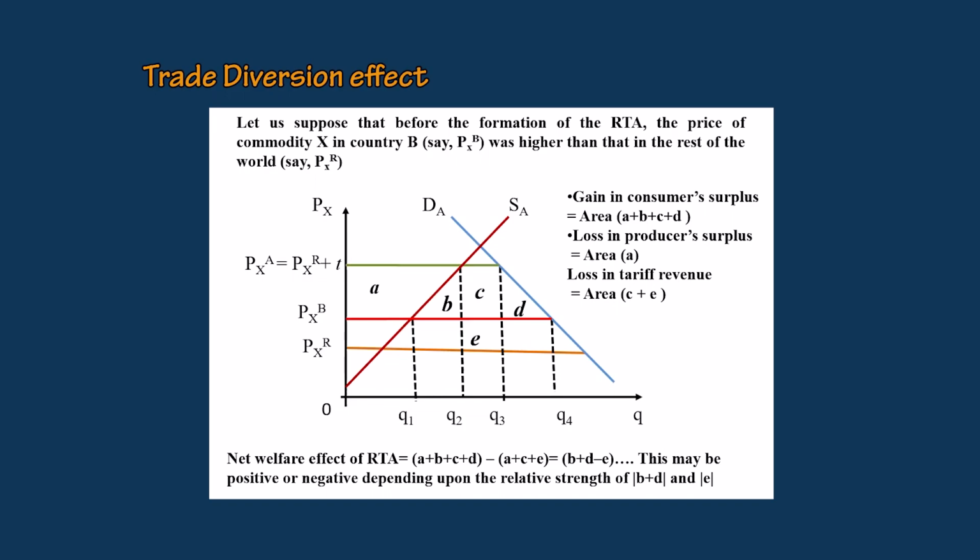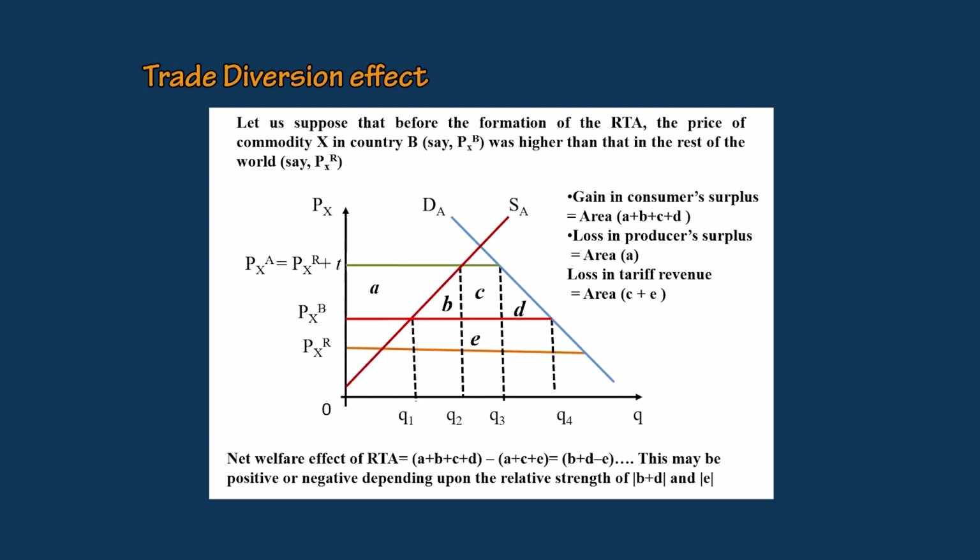This is number one. Number two, I am using another diagram to explain the trade diversion effect. Here we assume that country B is less efficient compared to the rest of the world. For example, there are three countries. One is country A, the other is country B, the other is country C. C you can think of as the rest of the world. Here in the diagram, please see that the price of commodity X in country B is higher than that of the rest of the world. That means here country B is inefficient compared to the rest of the world.